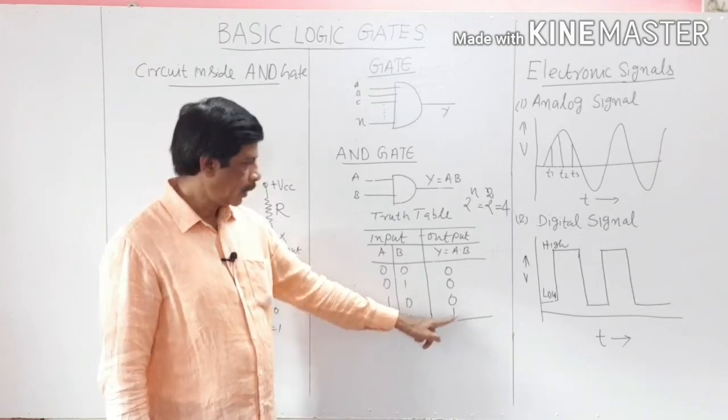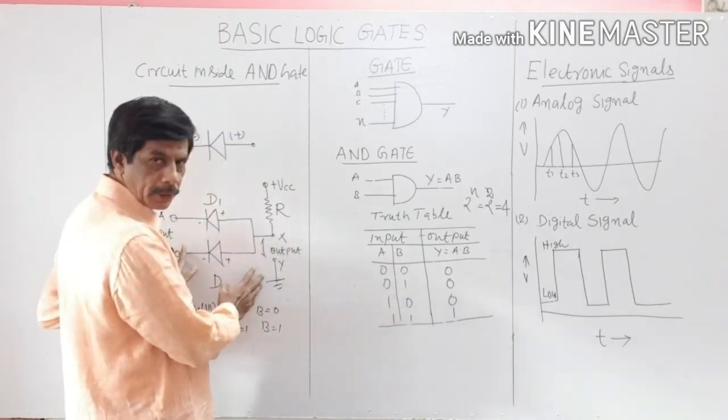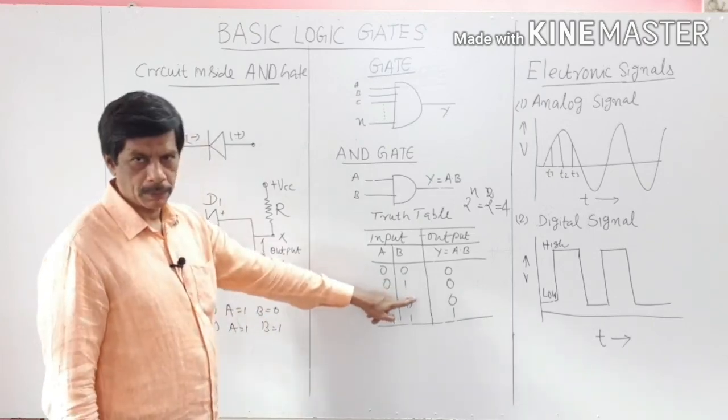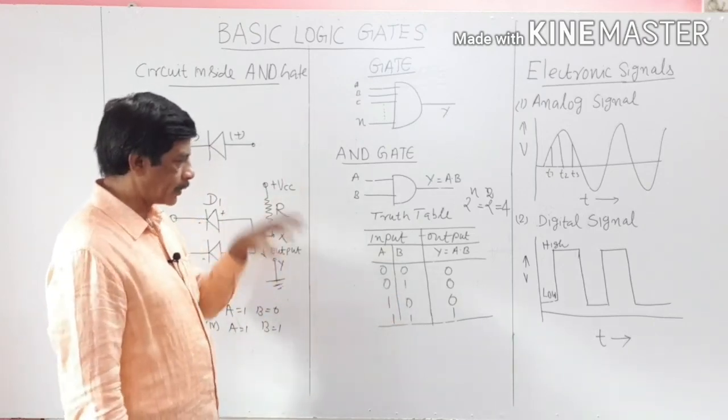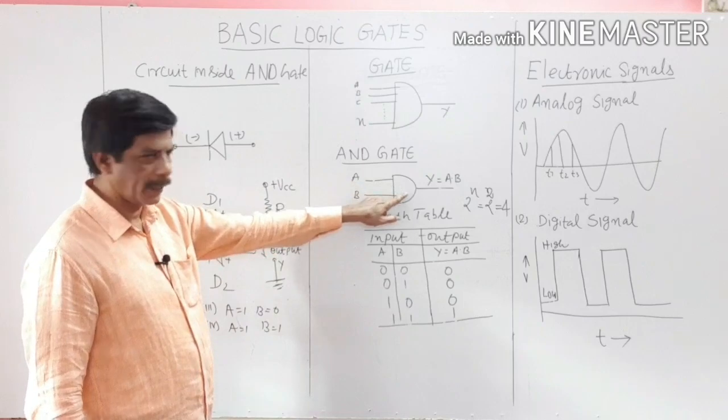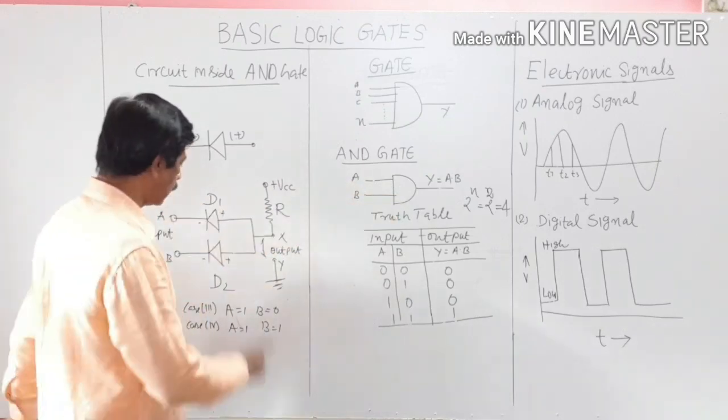Therefore, this circuit operation obeys this truth table. Therefore, the circuit within the AND gate is definitely this circuit.